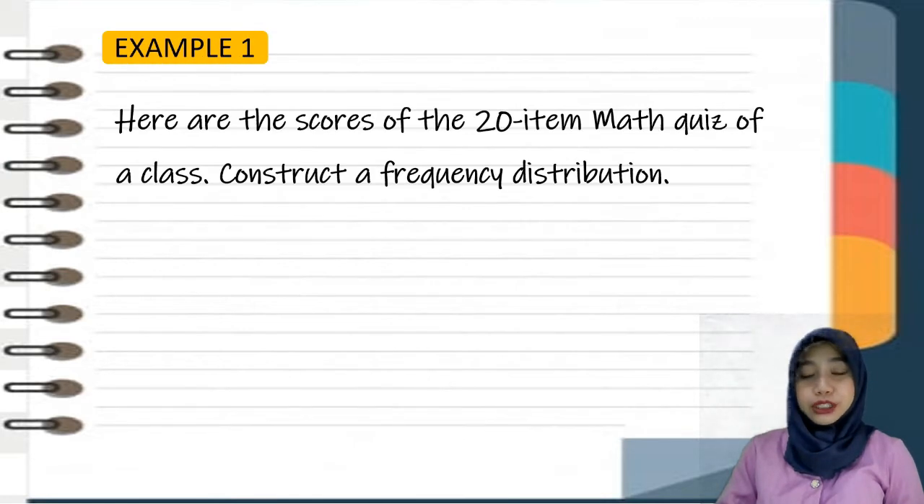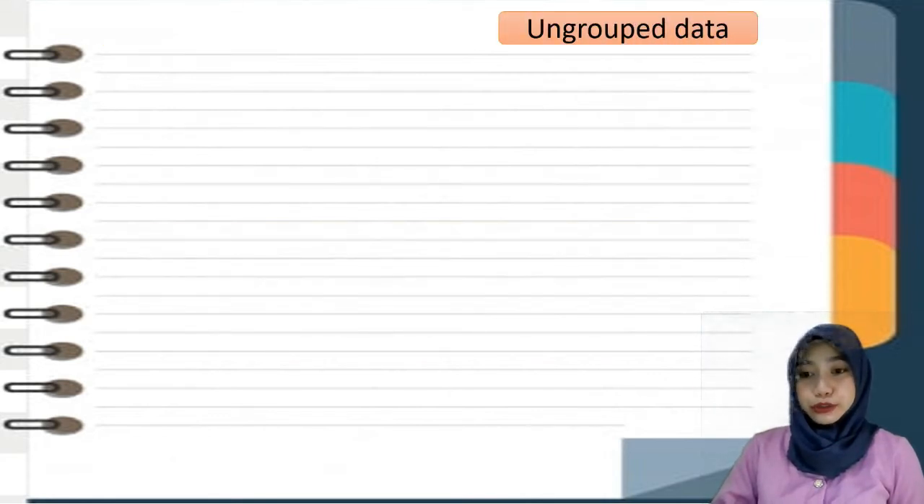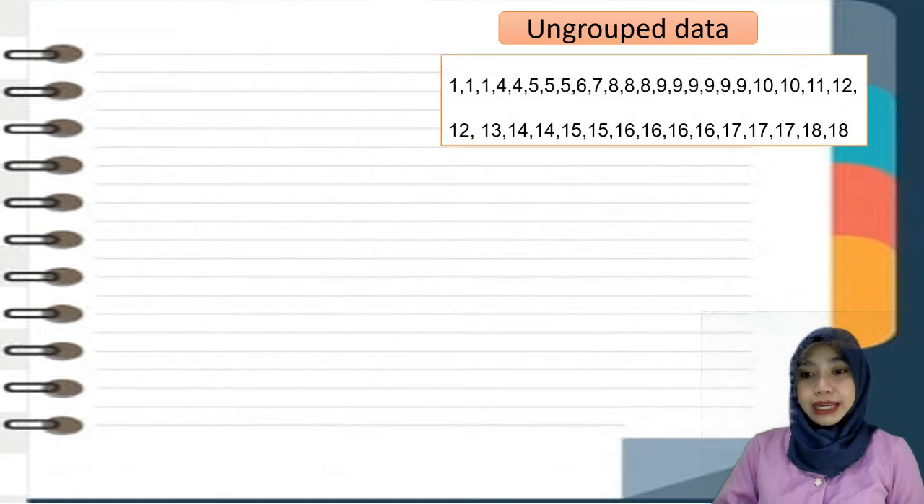Here are the scores of the 20-item math quiz of a class. Construct a frequency distribution. We have here the data. Let's have first the frequency distribution for the ungrouped data. In the ungrouped data, remember that we do not have to categorize or classify the data that we have collected. The first step in constructing a frequency distribution table is to arrange the data given in increasing order. So, in the given data, we have 1, 4, 5, 6, 7, and so on.